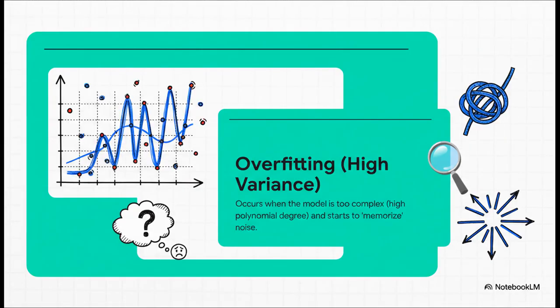Then, on the total opposite extreme, we've got overfitting. This is what happens when our model is way too complex. It has high variance. Imagine a curve that's so flexible and wiggly that it twists and turns to hit every single data point perfectly, including all the random, meaningless noise. Now, it'll look absolutely perfect on the data it was trained on, but the second you show it some new data, it's going to fail, and fail spectacularly, because it didn't learn the trend, it just memorized the noise.